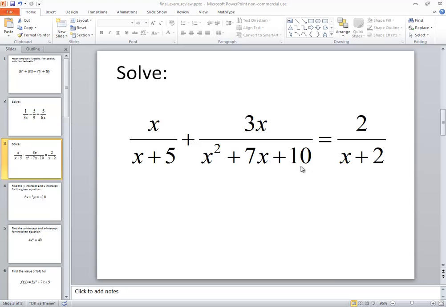In this problem, we want to solve x over x plus 5 plus 3x over x squared plus 7x plus 10 equals 2 over x plus 2. This is a rational equation. Of course, it's an equation. It's got an equals, solving for x. Rational because we have fractions, specifically with variables in the denominator.